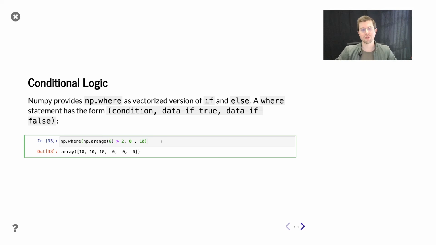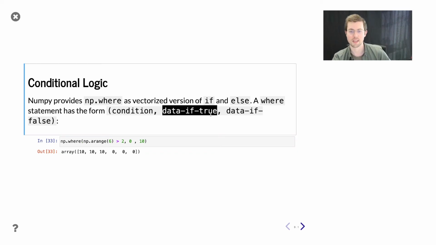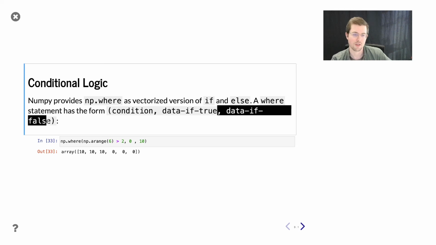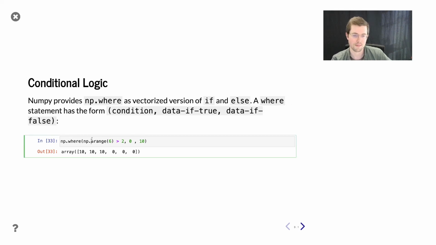Numpy also features a way of doing conditional logic without relying on if and else. Again, using built-in Python structures is slow. So if I were to write an if-else block in any circumstance that I might need it, I would have very slow code. We can speed this up by using the built-in np.where. And a where statement has the form condition, then whatever it should insert if the condition evaluates to true, and the data it should insert if the condition evaluates to false.